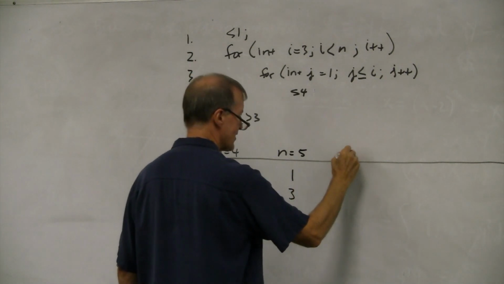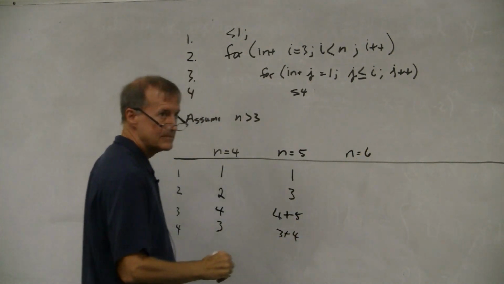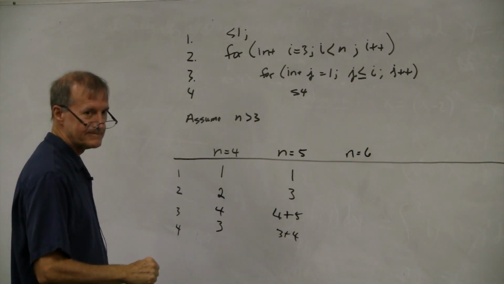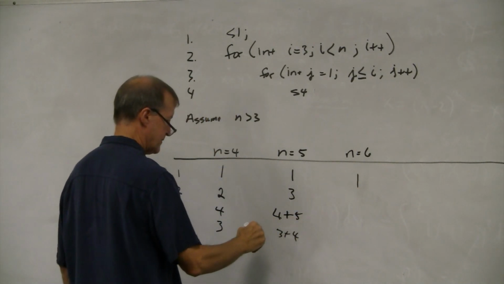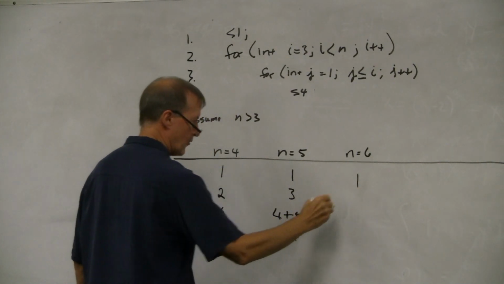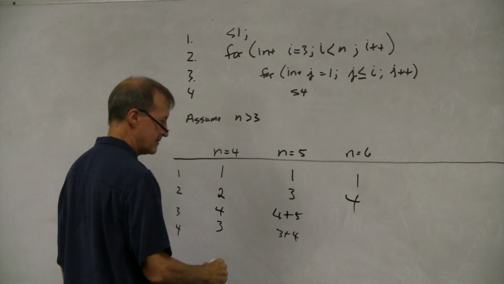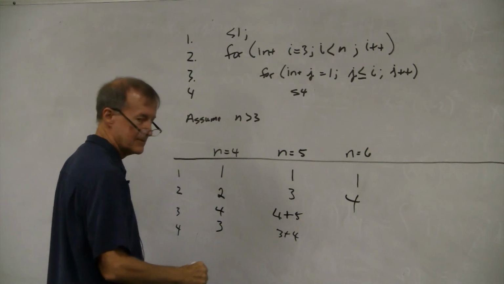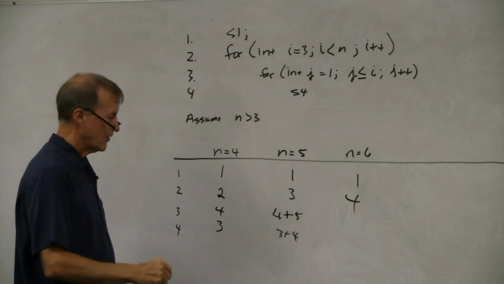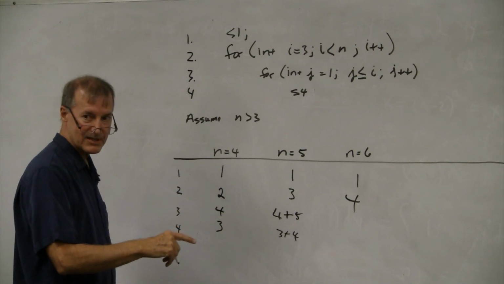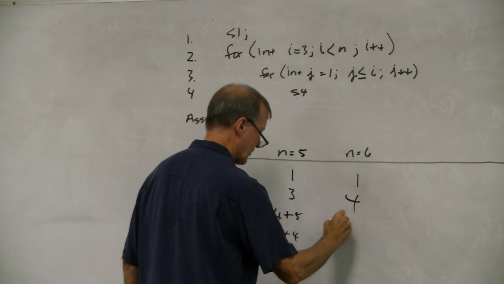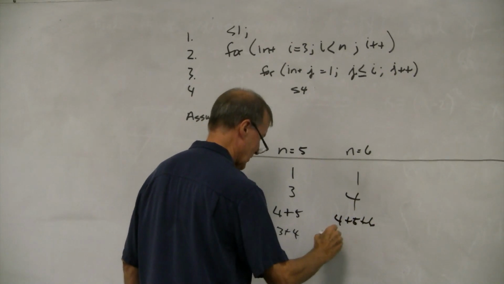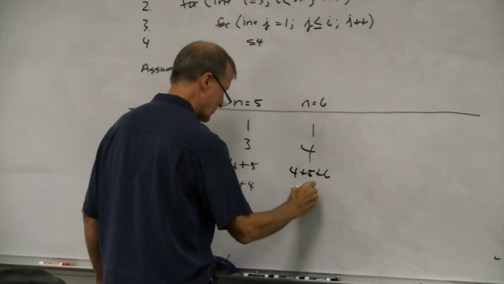Now let's do n equals 6. 4 plus 5 plus 6. Are you with me? 4 plus 5 plus 6. And this one is 3 plus 4 plus 5.